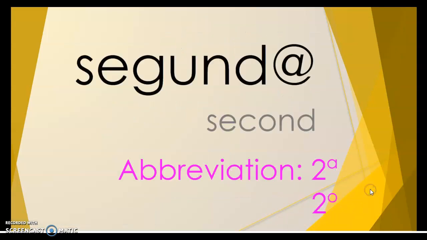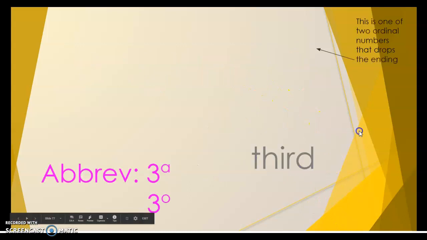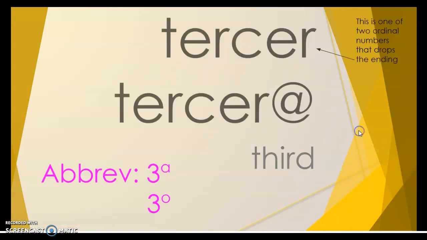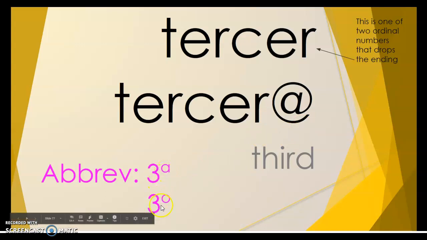Next one, the word second is segundo or segunda. It means second, and its abbreviation would be 2 with a little a for segunda, 2 with a little o for segundo. To say third, this is the second one. There are two ordinal numbers that drop the ending. This is the second one. So now this completes them, and you need to pay attention to those. Tercer means third. Tercero and tercera both mean third. And then the abbreviation, the 3 with a little a, 3 with a little o, and that a and o depends on which one you use, tercero or tercera.